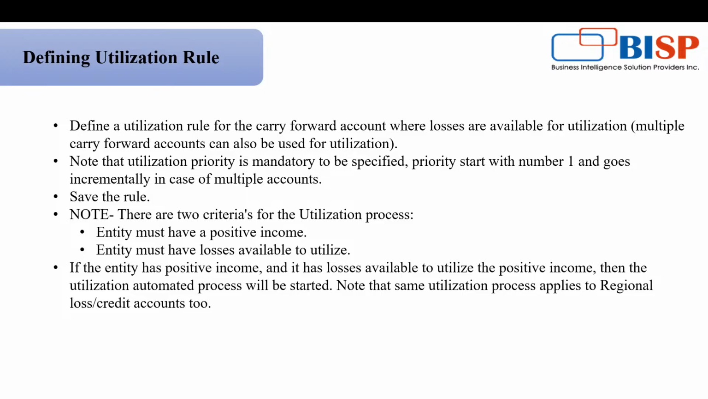So utilization priority is mandatory and must start with the number 1, right? Incrementing for additional carry forward accounts. The system uses priority order when consuming multiple CF accounts. Then we have utilization limits as well, that is, first apply the taxable income limit, that is percent or amount, amount wins if both are present.